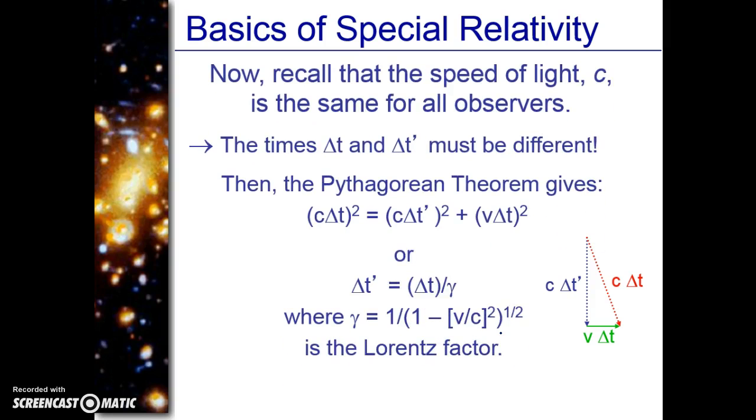Okay, we also know that the speed of light is the same for all observers, which means that your delta t and your delta t prime have to be different. So you can come through and do this whole Pythagorean theorem, and we're not going to do this, so don't worry. But this is what they call time dilation. This is how you can see the delaying of time. You can see how things are moving through space.